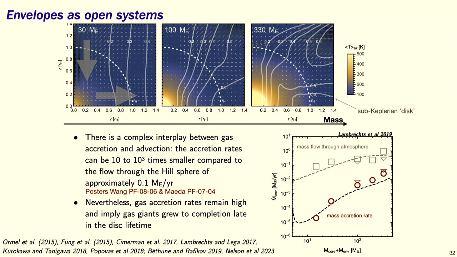Nevertheless, if you look here, the accretion rates still remain high. It's 10 to the minus 2 Earth masses per year. So we still don't really know what sets the final mass of gas giant planets. It could be that they just form relatively late, close to this dissipation. But I think it also remains somewhat of an open question how gas giants halt their accretion.